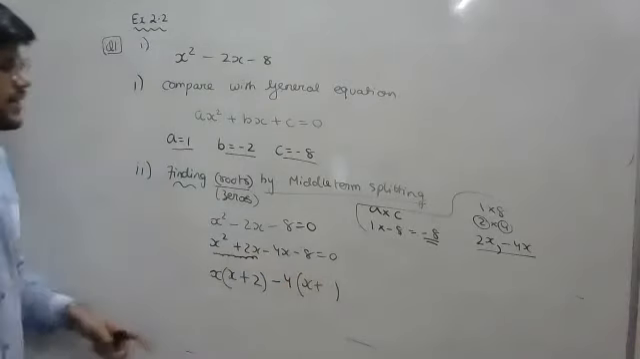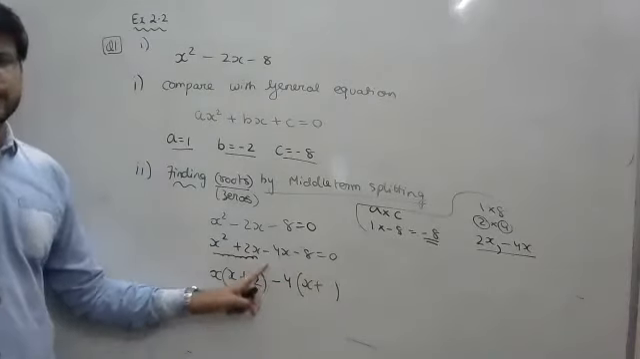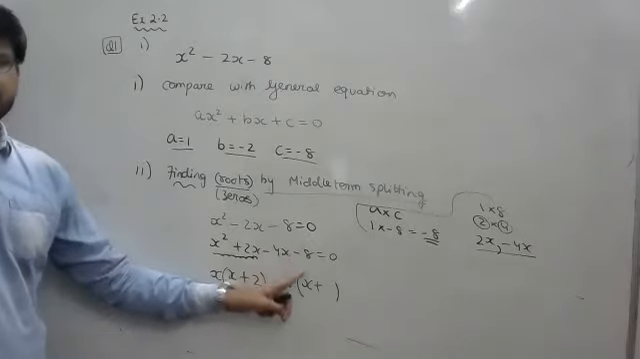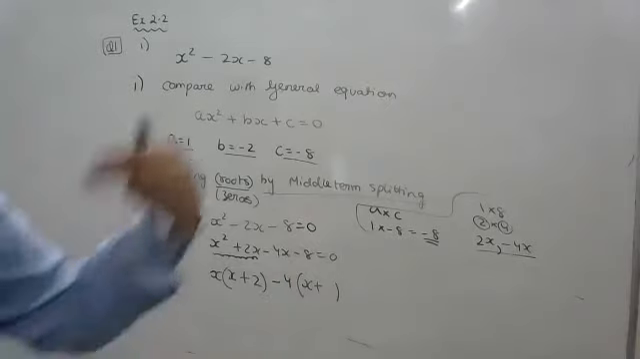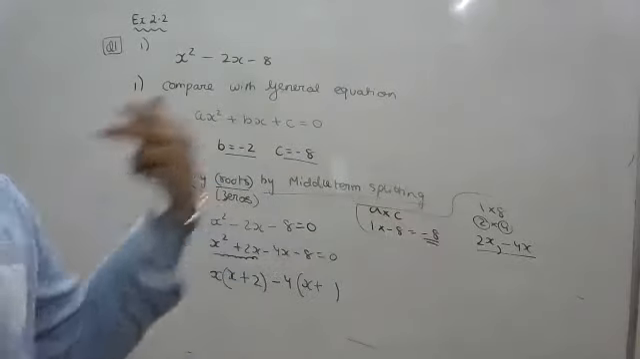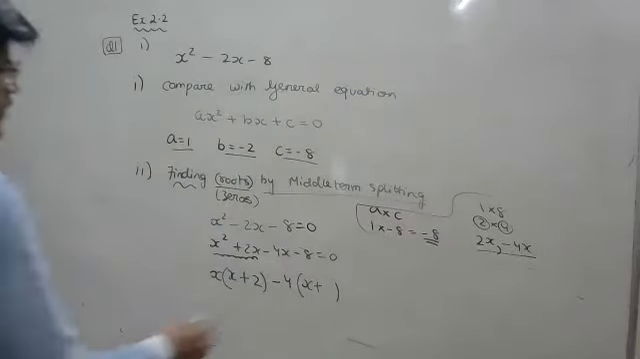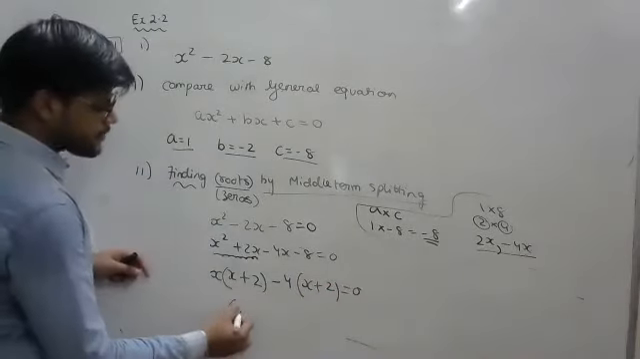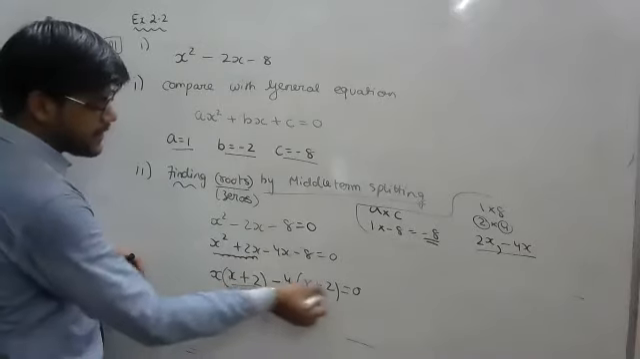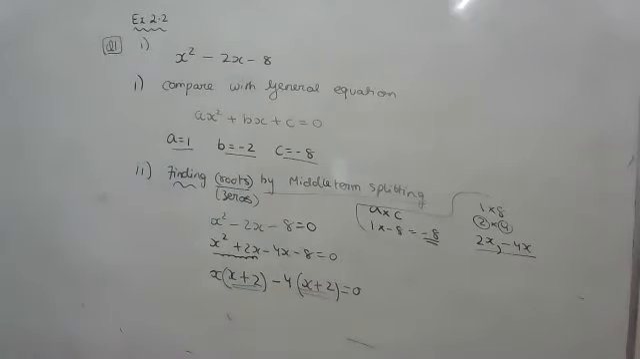Why it is plus? Because whenever you take out minus common, this sign will change. The sign has to change, because when you multiply with minus, sign changes. So even if you take minus common, the sign would change. Plus 2 equals to 0. So it is x, and if you are not getting same brackets, that means you have done some mistake.